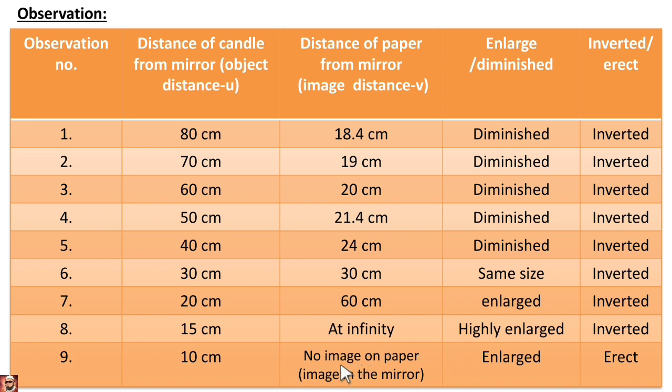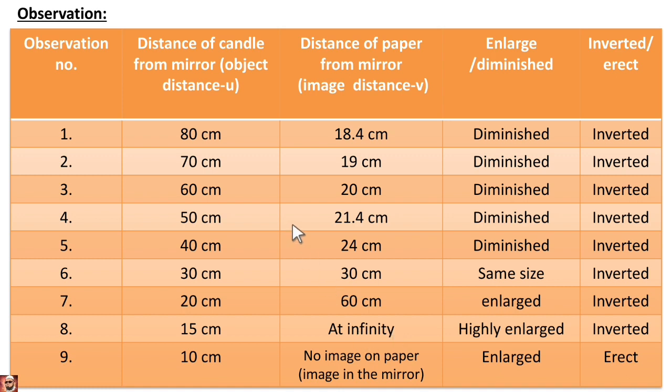But for this one, the image distance, we cannot measure it. Why? Because no image is on the paper. The image we are getting is in the mirror. And when the object is at the focal point, 15 centimeters, we are getting the image at infinity.